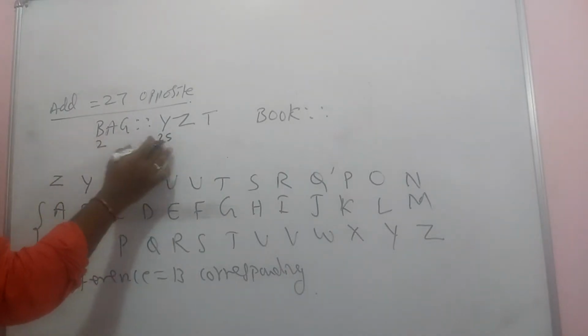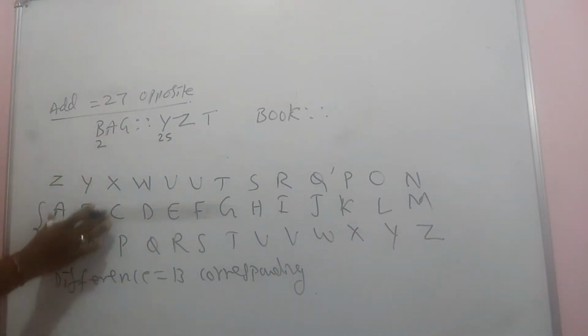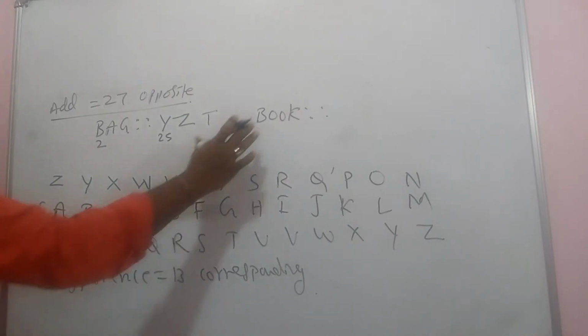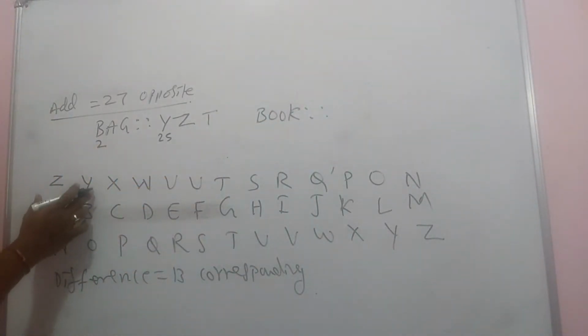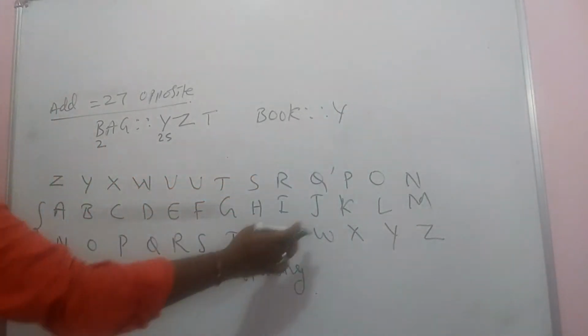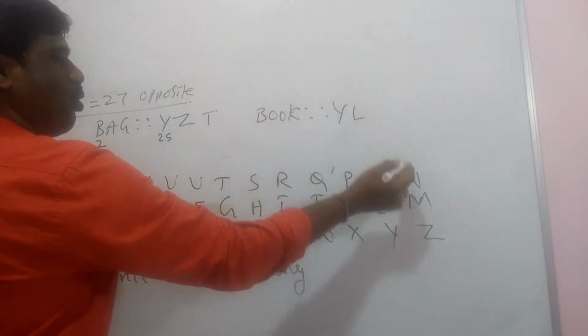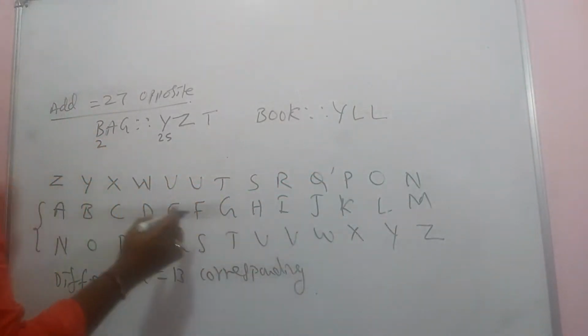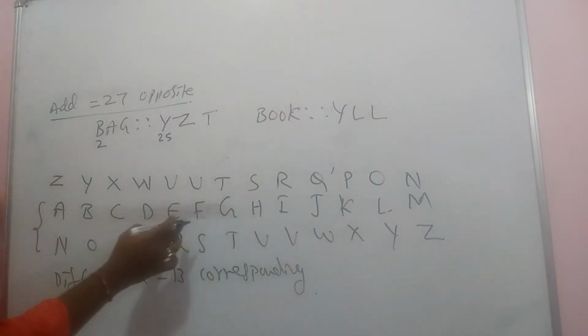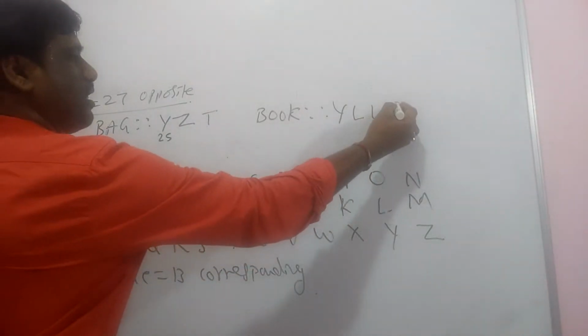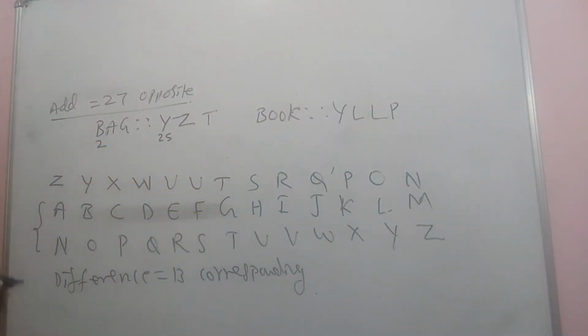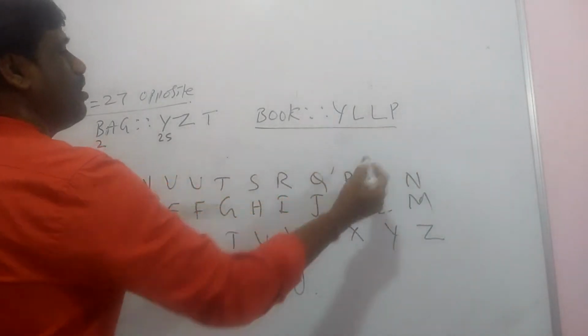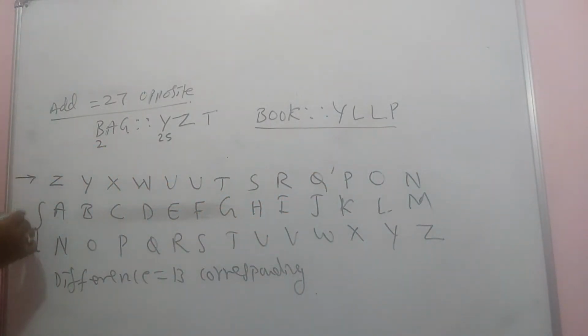So instead of working it out every time, if you have an idea of this, you can write the coding language directly. B can be written as Y, O can be written as L, O as L, and K can be written as P. So YLLP is the coding language for book. These are called opposite letters, or corresponding letters. Based on this, you can create any code language and express a message.